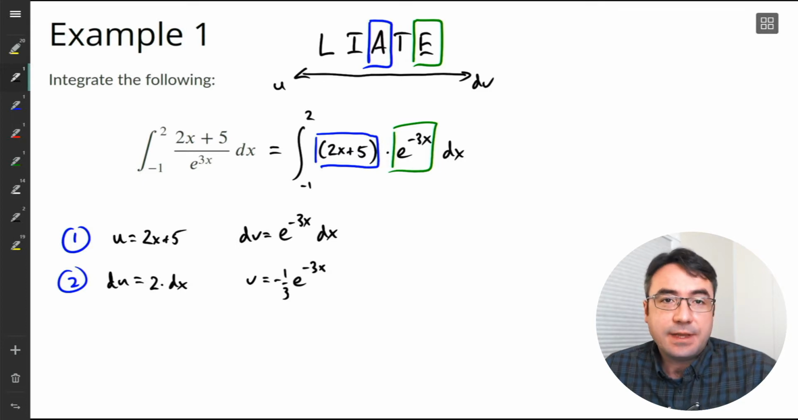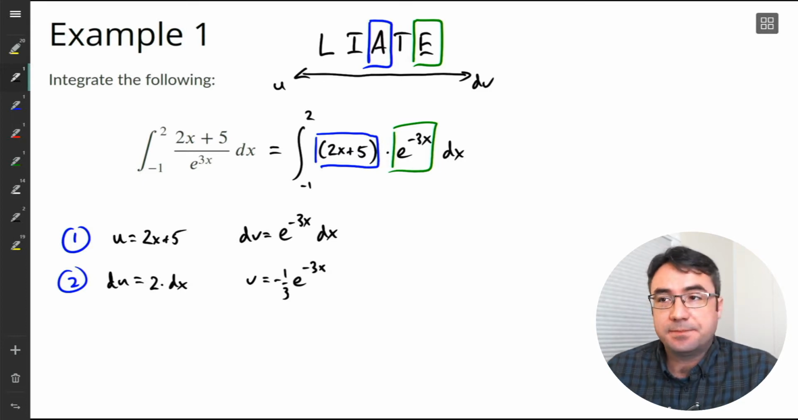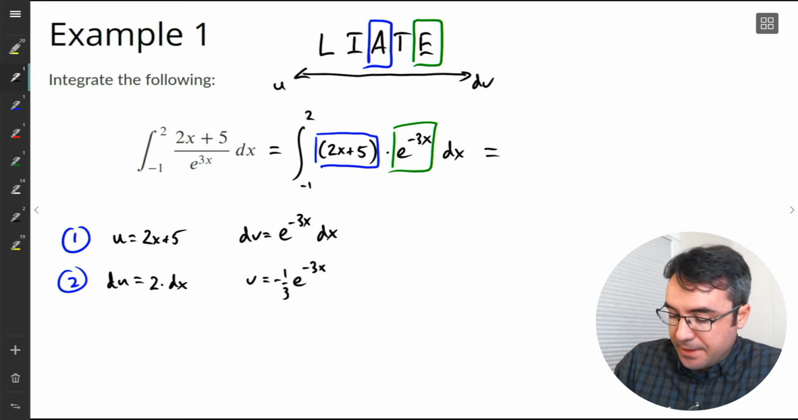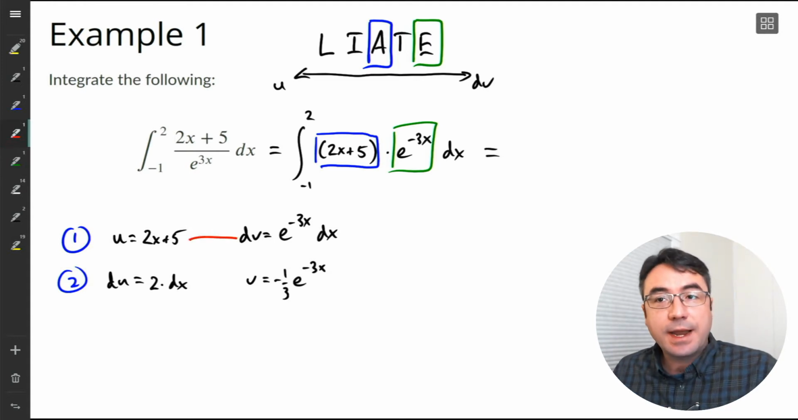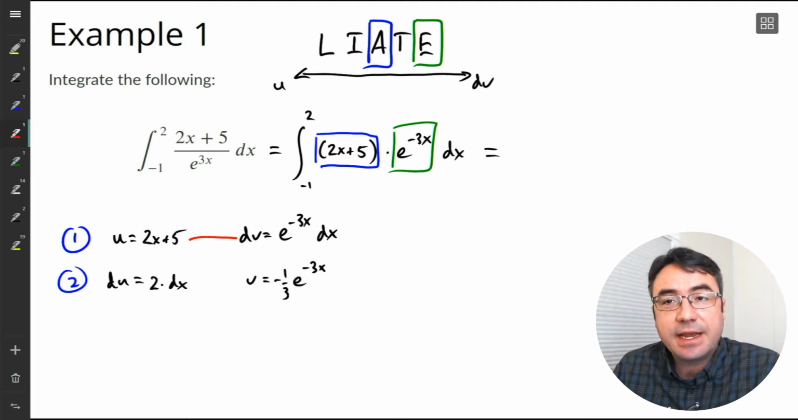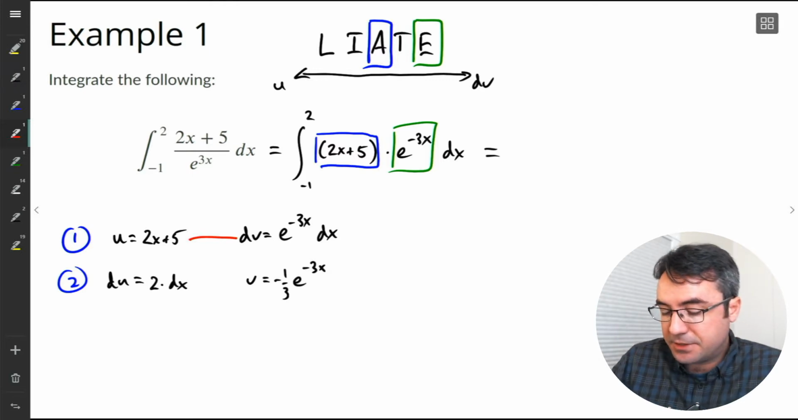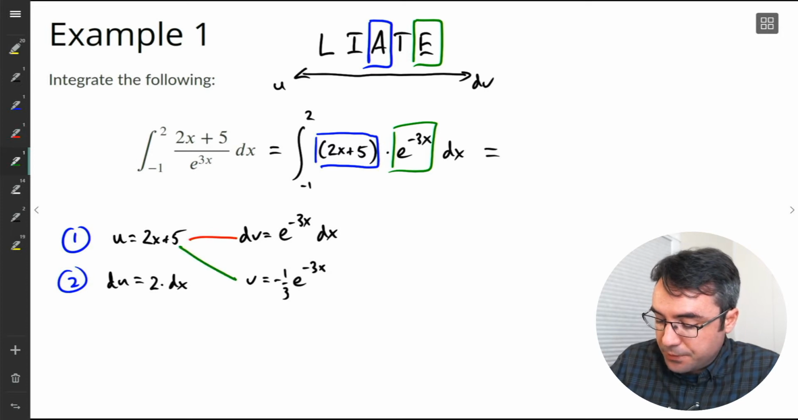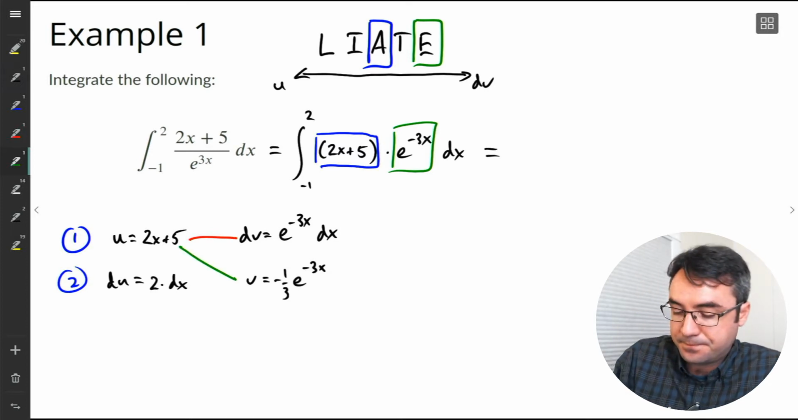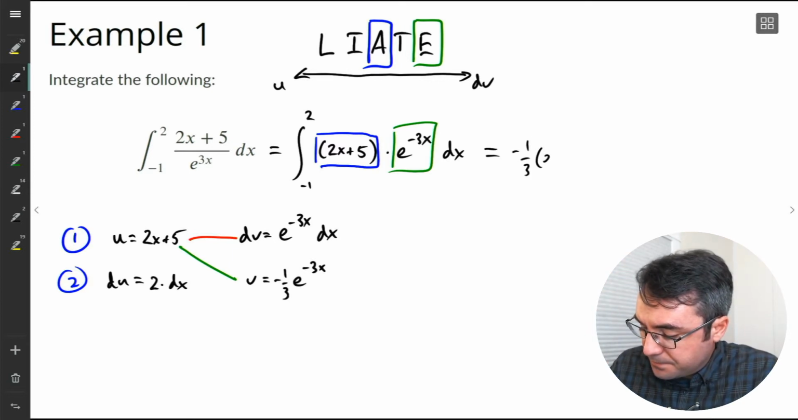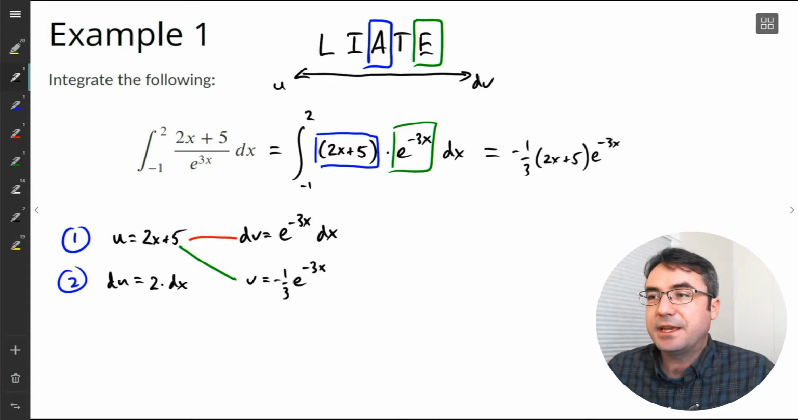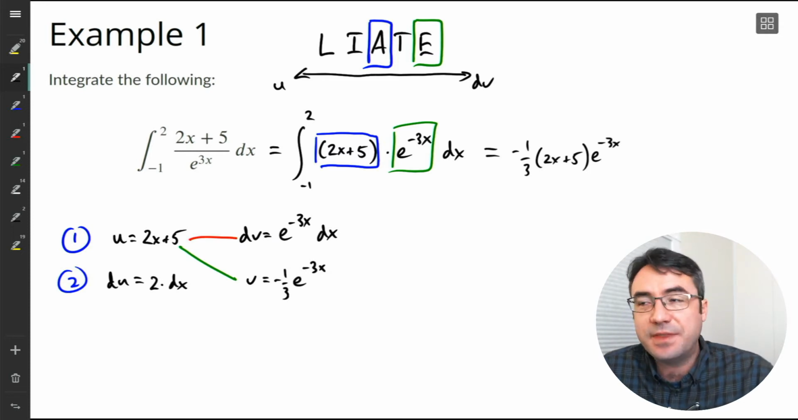So now let's apply the integration by parts formula. And we know our integration by parts formula, u times dv, that's the integral that we're trying to do: 2x plus 5 times e to the negative 3x. And integration by parts tells us that integral is going to be equal to u times v. So let's write in u times v. It'll help to arrange things nicely, so I'll put the negative 1/3 first, the 2x plus 5, and then the exponential part.